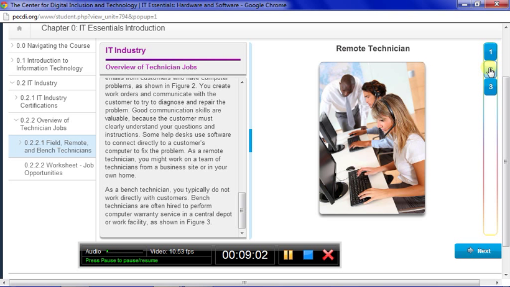The remote technician, which we'll talk about later on in the chapters, if you are someone who likes to talk on the phone and are really organized, this could be a good job for you.